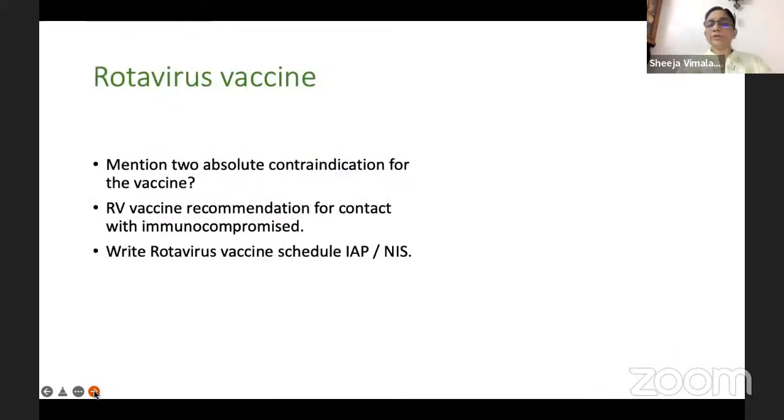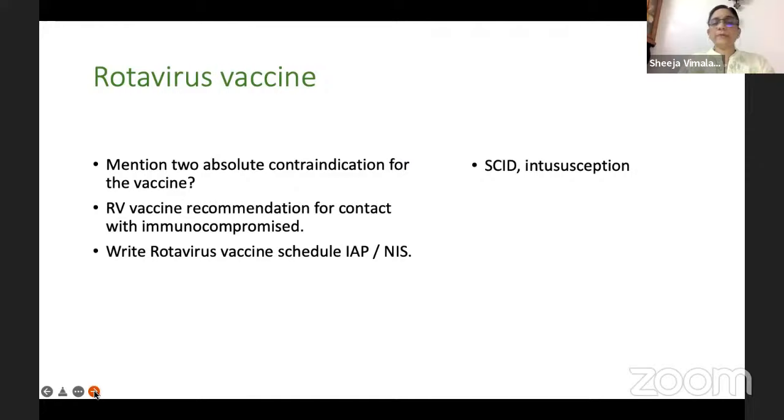So first, taking up the rotavirus vaccine, mentioned 2 absolute contraindications for the vaccine. Rotavirus vaccine recommendation for contacts of immunocompromised individuals. Remember, there are 2 oral vaccines we are giving now. That is rotavirus vaccine and OPV. OPV, we know that contacts of immunocompromised should not receive OPV. So what is the recommendation regarding rotavirus vaccine? Then write the rotavirus vaccine schedule according to IAP as well as national immunization schedule.